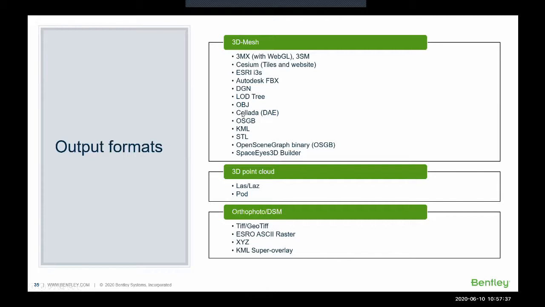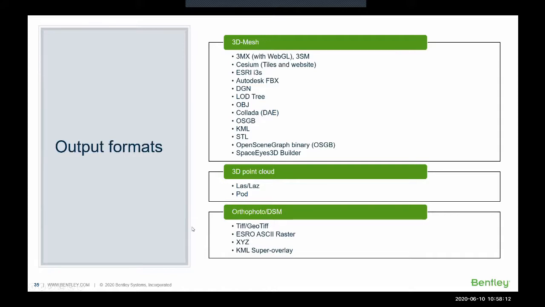So these are all the output formats on the mesh side. On the point cloud side, we can export a LAS file, so the zipped LAS file and the normal LAS file, and we can import this in Bentley format. For orthophotos, we can do GeoTIFFs, JPEGs. JPEGs and GeoTIFF. Also ASCII raster, XYZ, and KML files. So these are the output formats at this moment.